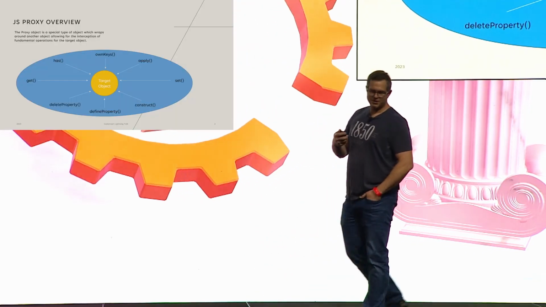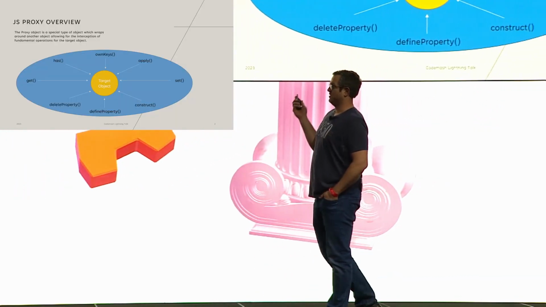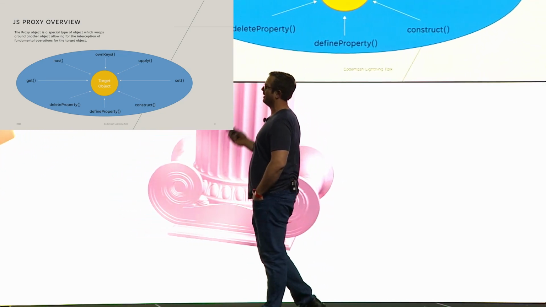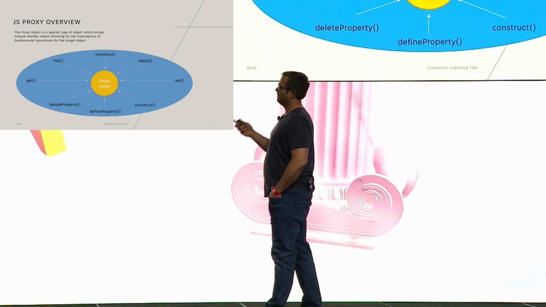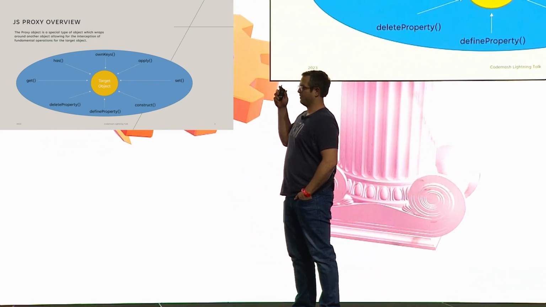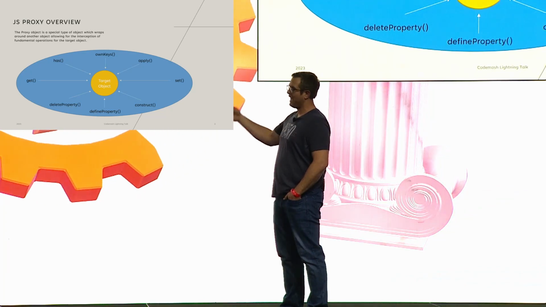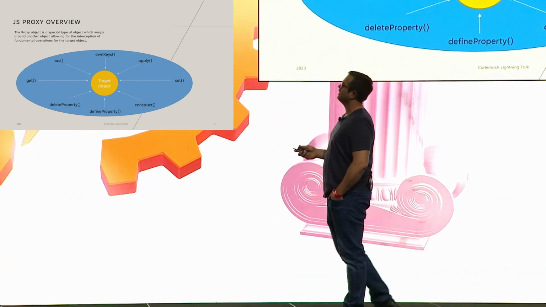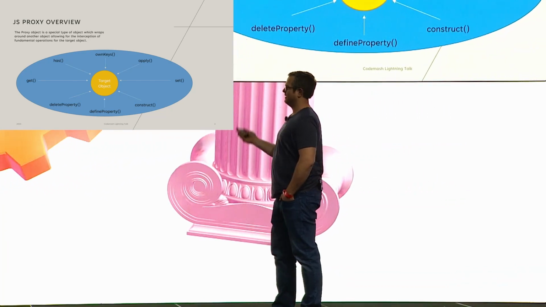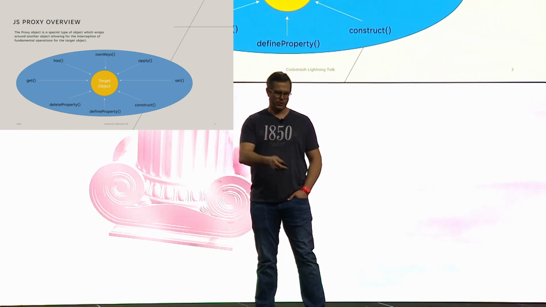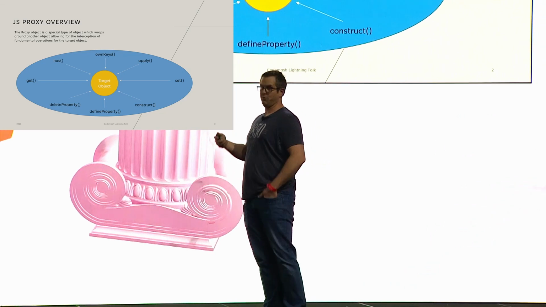So what is a JavaScript proxy? It's just a wrapper. That's all it is, right? It wraps around another object in JavaScript. And in that wrapper, you can provide handlers for the essential or fundamental operations that happen to that object during execution. Things like gets, sets, deletes, define properties, and so on. You can insert your own code into those operations and do whatever you want.